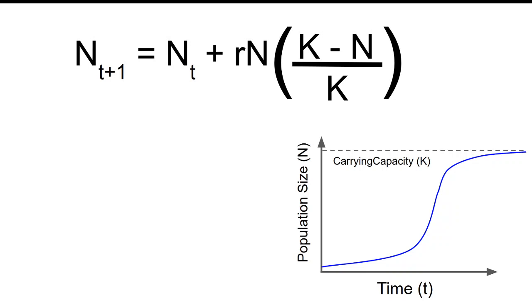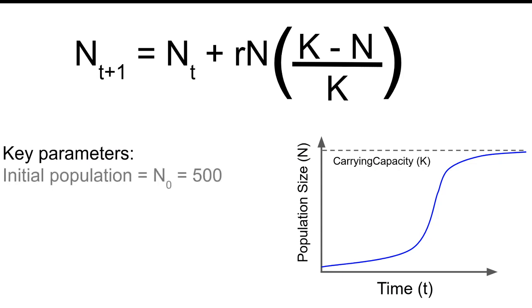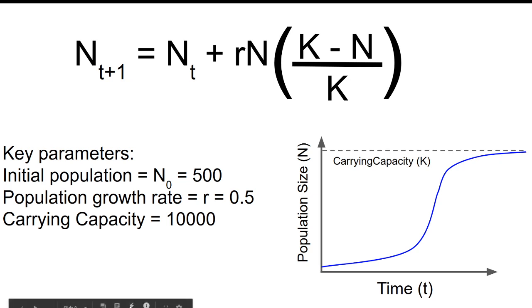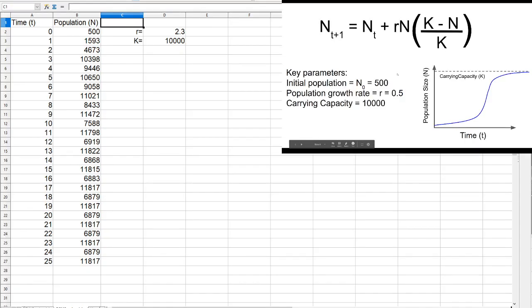Here's the formula that we're working with, a simple recursive formula that looks back at a previous population size to predict a future one. And here are the key parameters that we're working with. We're going to work with an initial population of 500 individuals, a population growth rate of 0.05 or 0.5, and a carrying capacity of 10,000 individuals. We're going to be messing with the population growth rate, and that's kind of the point of what we're doing here today. More on that in a second.